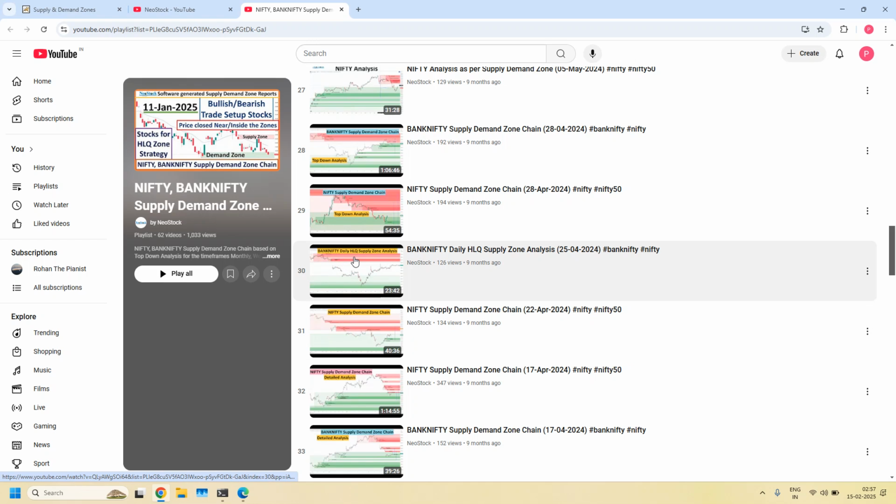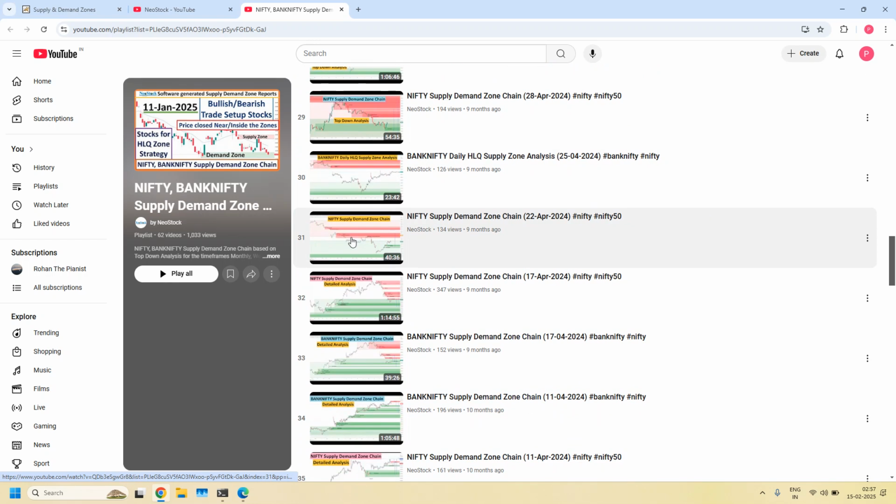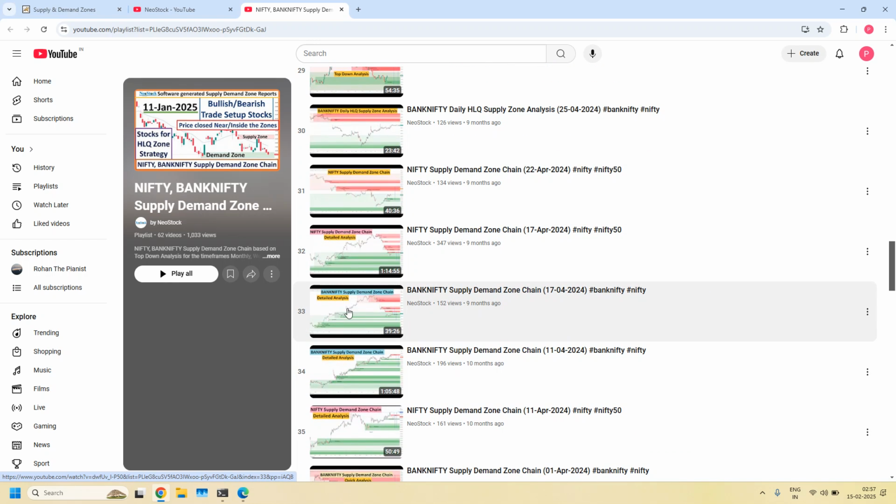Bank Nifty daily HLQ supply demand zone analysis. So Bank Nifty videos also I have given. Look into these headings, then you will get clarity in the thumbnails. See here, I have given the name detailed analysis. Bank Nifty supply demand zone chain, almost 1 year back. So this is a detailed analysis. See Nifty supply demand zone chain 11th April. This is a detailed analysis. So go through that detailed analysis.